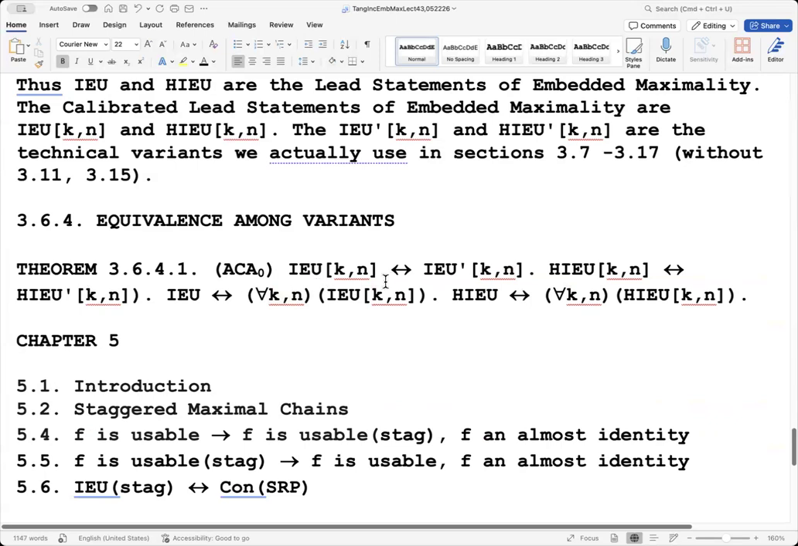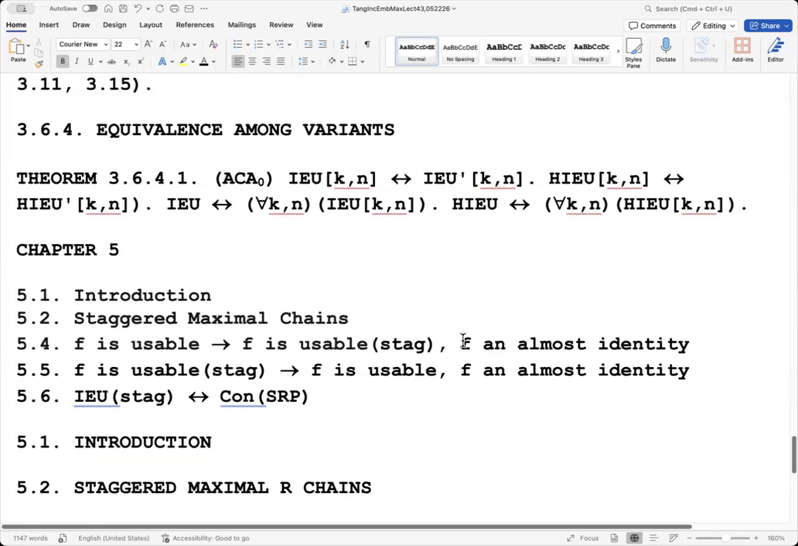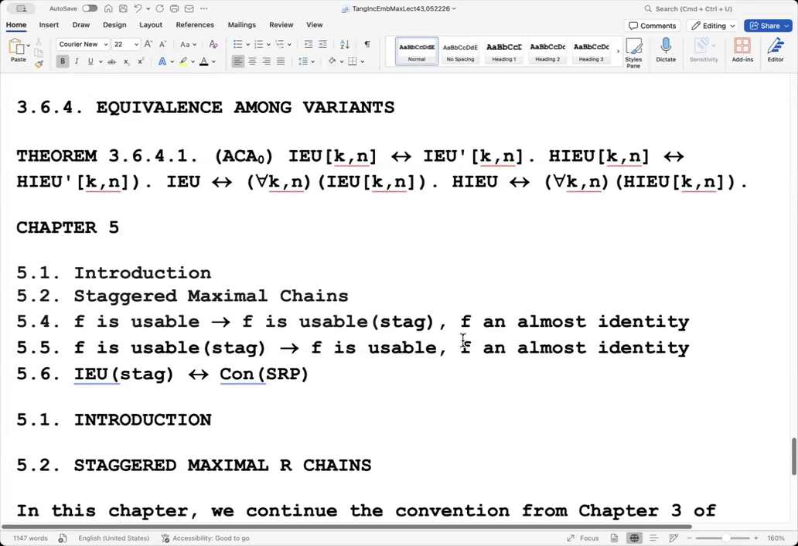The only one that's slightly non-trivial is the contrapositive of this one and the contrapositive of this one. You have to prove that you can normalize things, but that's pretty straightforward. All right. Now, chapter five. Let's move to chapter five.